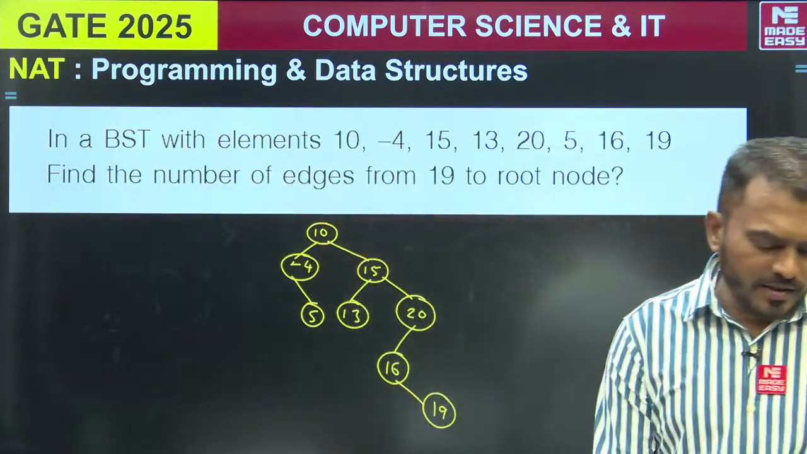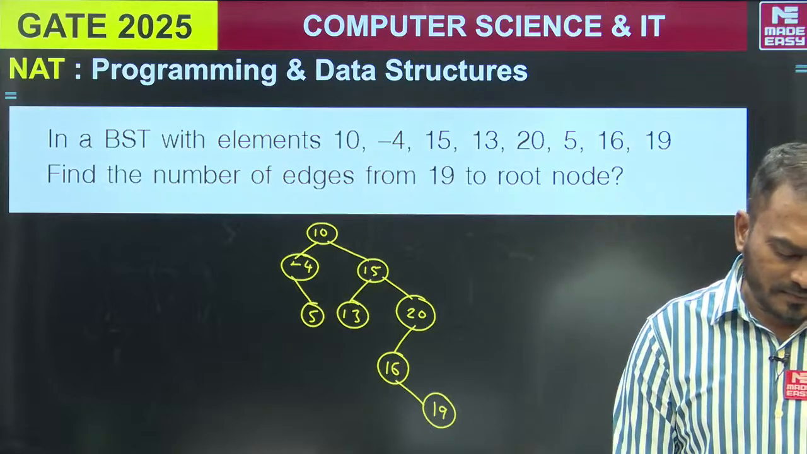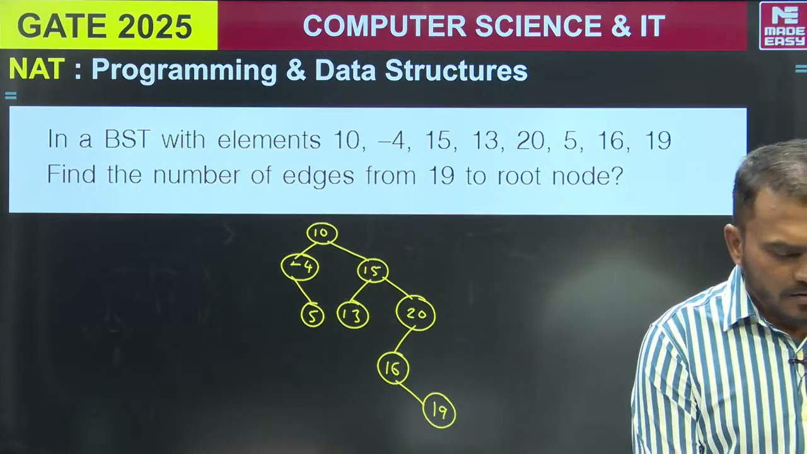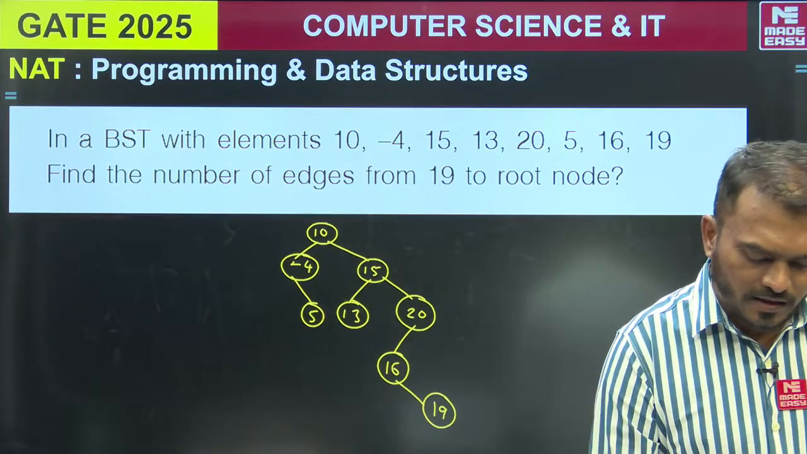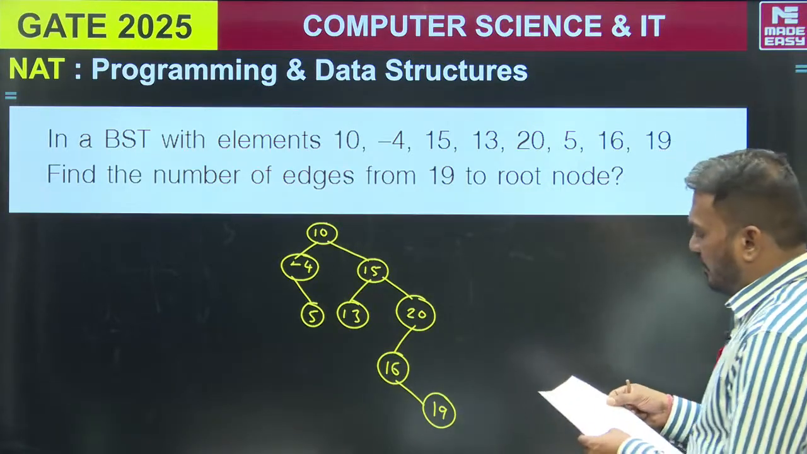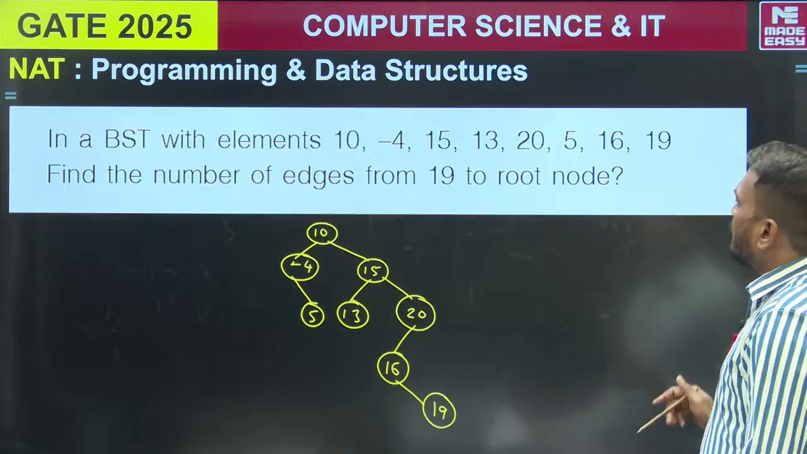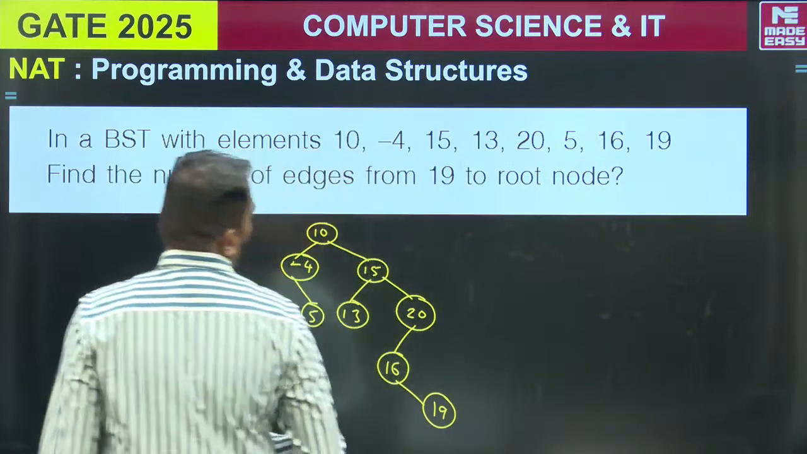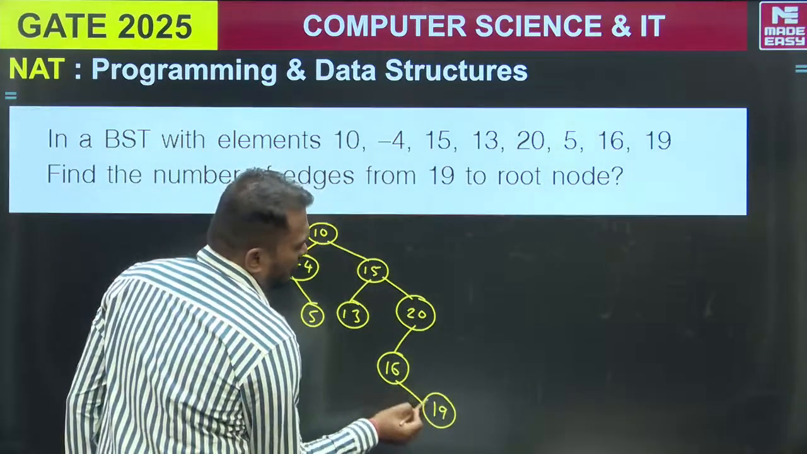Somebody can comment whether the data was correct. I am also checking whatever data I have. So I think this is the data I am having. The question is asking to find the number of edges from 19 to the root node. 19 to the root node, number of edges.